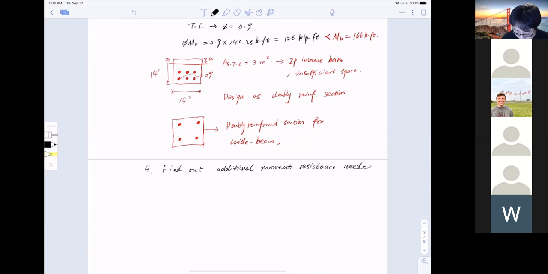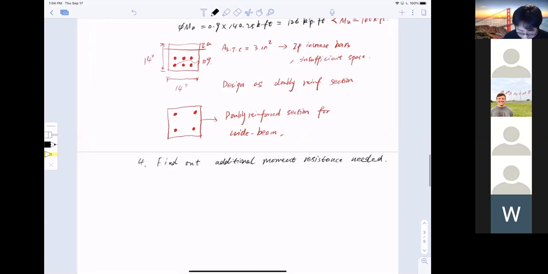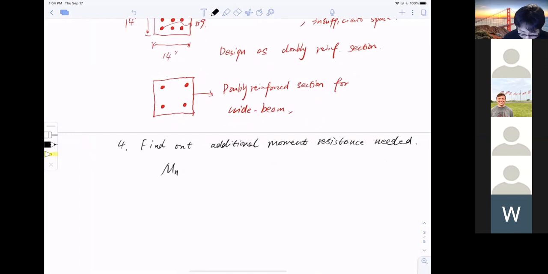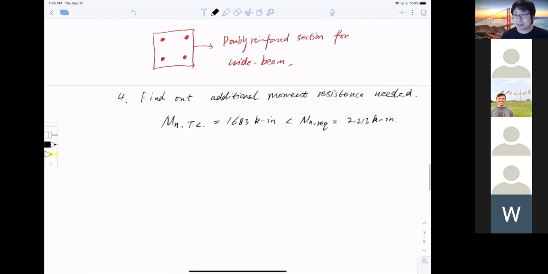So the story goes like this. I have a nominal moment capacity Mn from the singly reinforced case, let me call it TC. I convert everything back to kip-inch just to be easier for me: 1,683 kip-inch, which is smaller than the required 166 kip-foot. In kip-inch that's approximately 2,213 kip-inch. Since it's smaller than that, I need additional moment resistance.